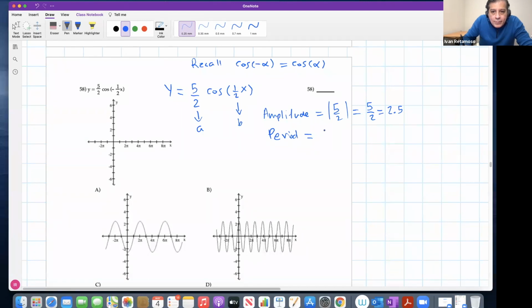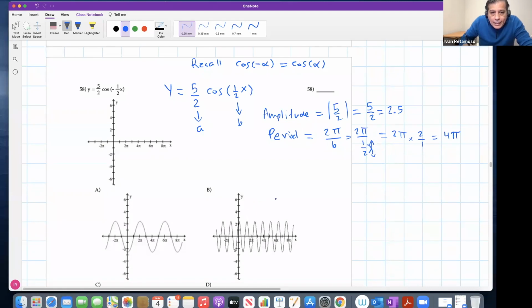Will be the upper bound and lower bound for this graph, right? And the period will be 2 pi, remember, divided by b. Be careful here. B is 1/2. It's tricky here. You are dividing by 1/2. But what happens when you divide by a fraction? You really end up multiplying by the reciprocal of the fraction, right? So this will be 2 pi times 2/1. So 4 pi, believe it or not, the period is 4 pi. 4 pi is a long period.